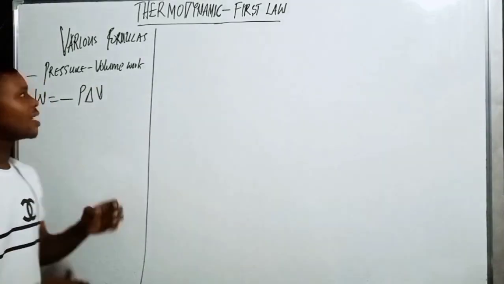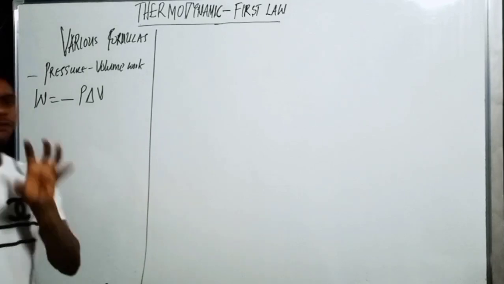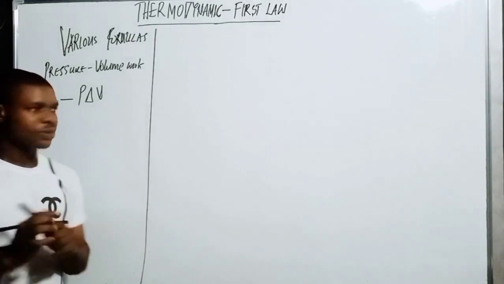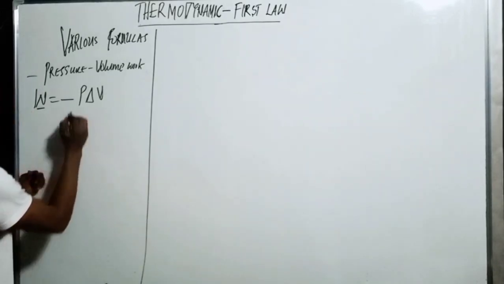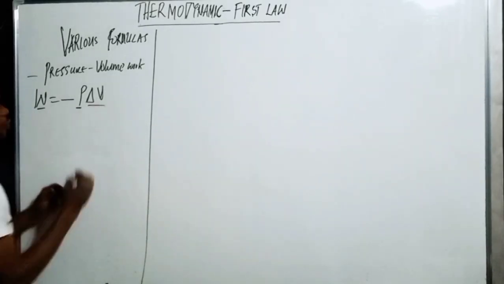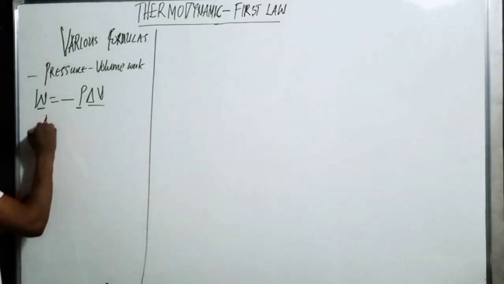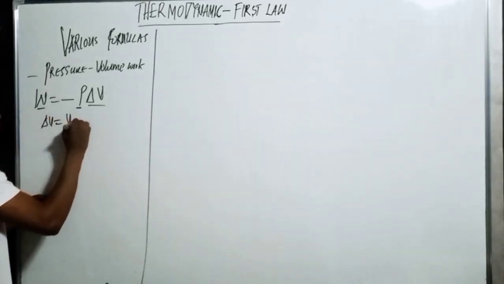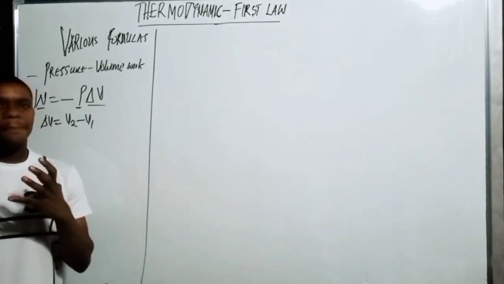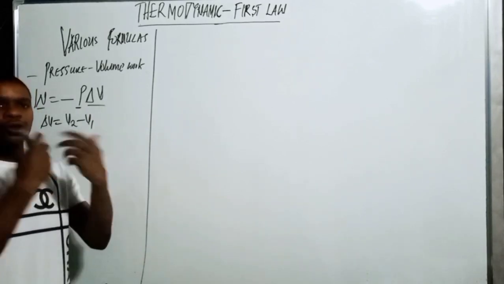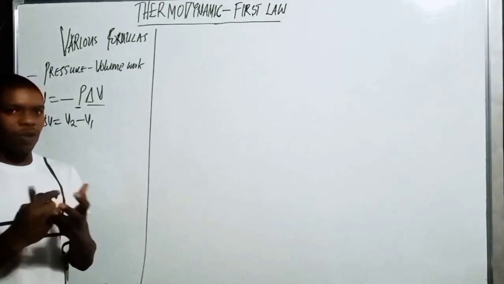In thermodynamics, this is the first formula you need to understand. W is the work done, P is the pressure, and change in V is the change in volume. This change in volume is equal to V2 minus V1. Again, there are units you need to pay close attention to.